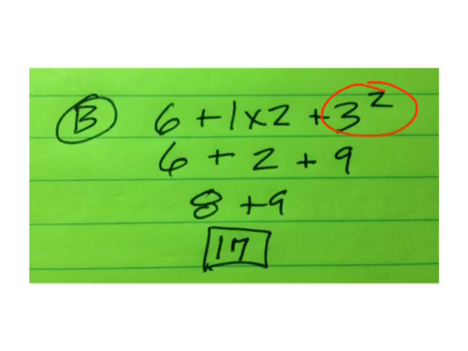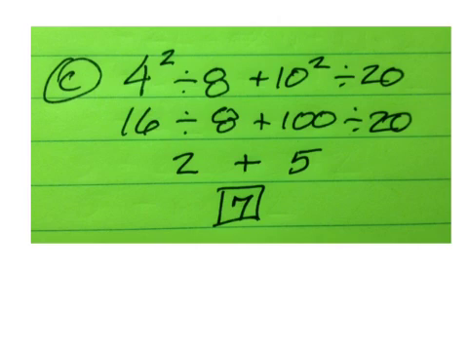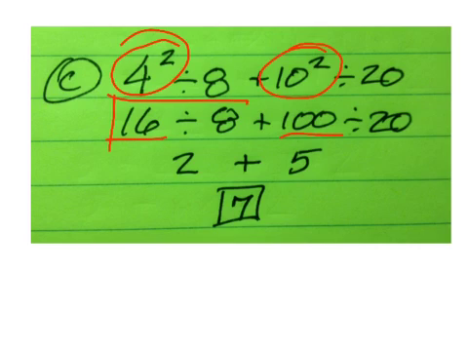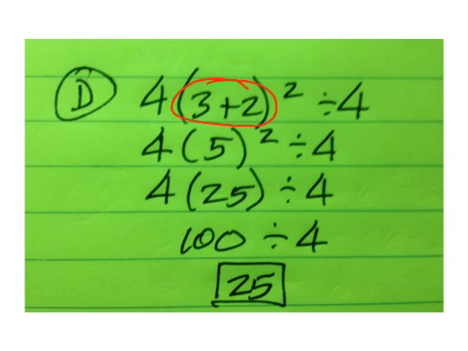B, you have to square the 3 first and then multiply 1 times 2. Go left to right. Answer is 17. On C, square the 4, square the 10. That's where we get 16 and 100. But do this first and then this. That's where we get 2 and 5. Answer is 7. And on D, go to the parentheses first to get 5.